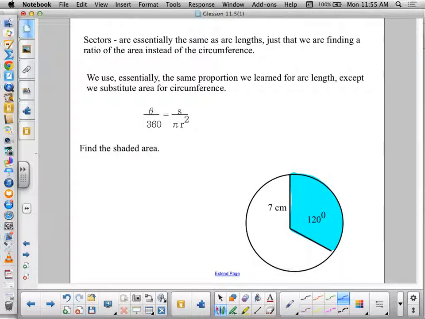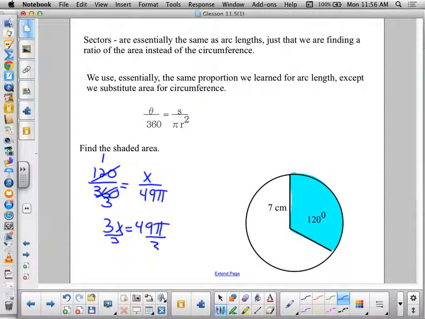So again, find the shaded area. Same thing. Angle over angle, 120 over 360, equals area over area. Sector area, which I do not know, I'm going to call that x, over total area, which would be 49 pi centimeters squared. This is going to reduce to 1/3. We're going to cross multiply. 3x is 49 pi, so divide by 3. x is 49 pi over 3, and it's an area, so centimeters squared.